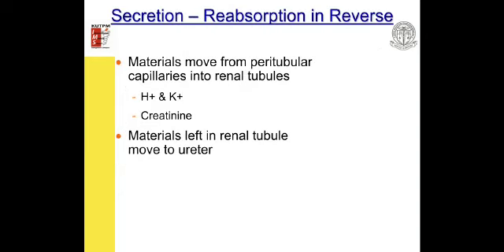Secretion and reabsorption are reverse processes. Reabsorption is movement from the tubule to the peritubular capillaries, whereas materials moving from the peritubular capillaries to the renal tubules is secretion, the opposite of reabsorption. The substances which are secreted are hydrogen, potassium, and creatinine. Materials left in the renal tubule move to the ureter.